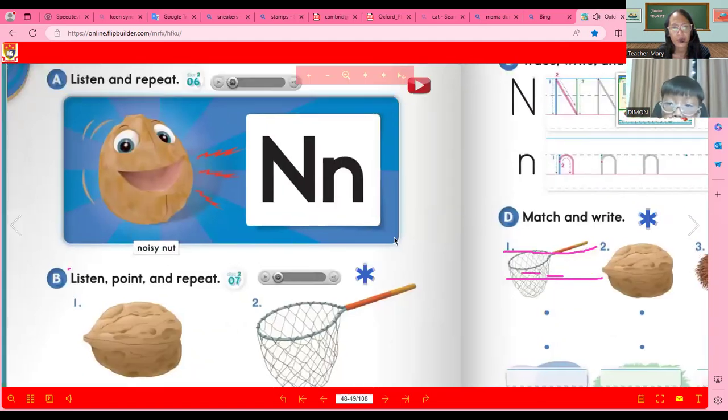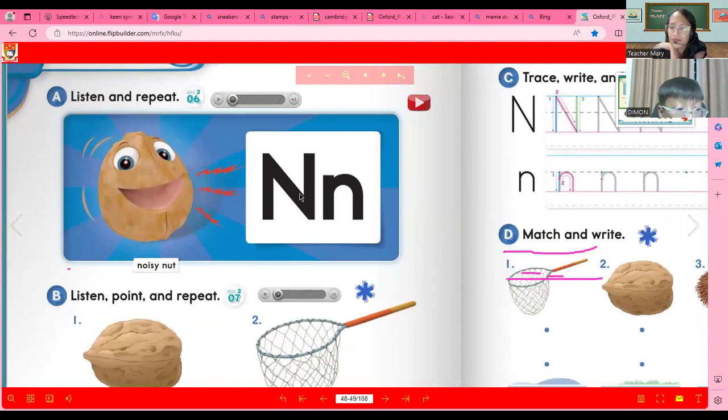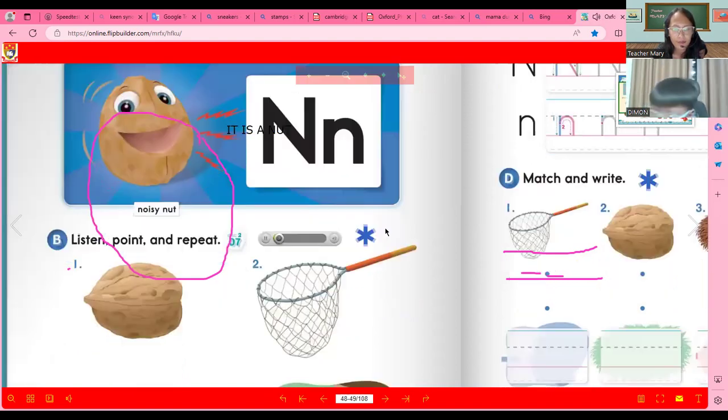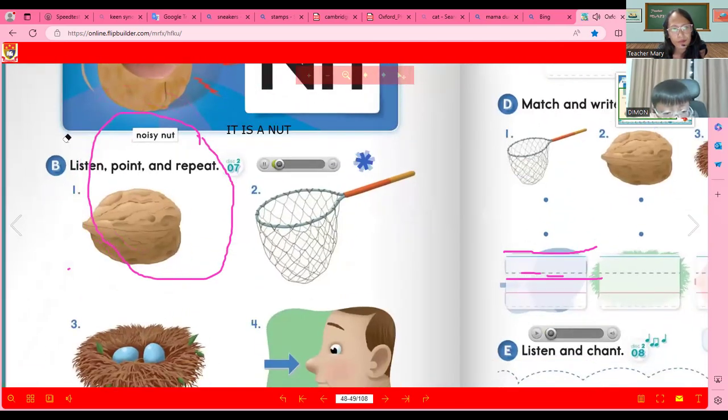Next letter. What letter is this? N. Okay, that is letter N. Now, what is that? Nut. It's a nut. Can you say it? It is a nut. Okay. Do you eat nuts, Diamond? Yes. Wow. Now I want you to listen. Page 46. B. Listen, point, and repeat.